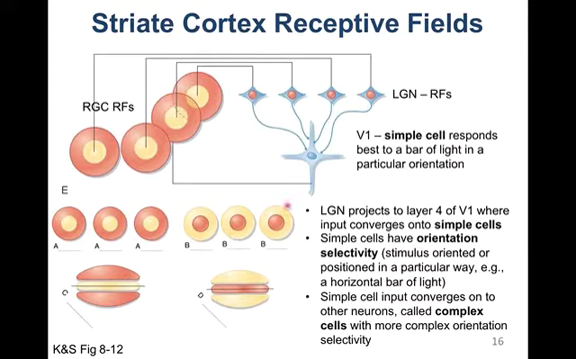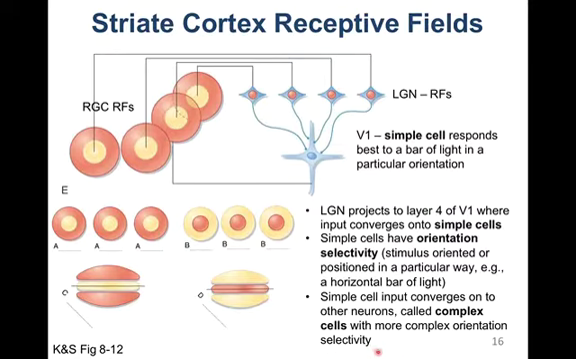Okay. Similar idea shown over here, but we've got, instead of an on-center off-surround, an off-center on-surround. Same idea. And then things get more complex when simple cells project and converge onto complex cells, which are other cortical neurons within V1, and we're not even going to try and predict their orientation selectivity.